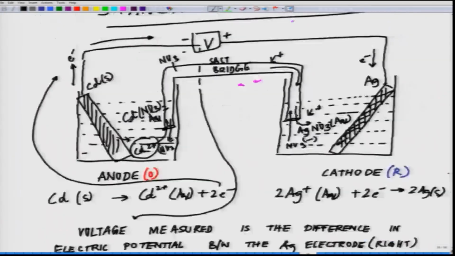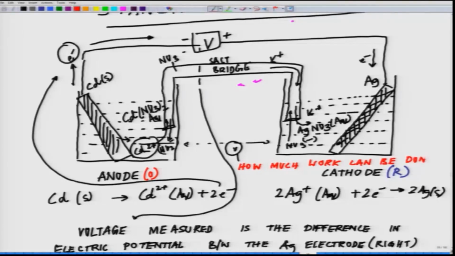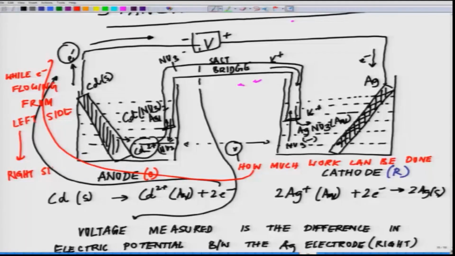Voltage tells us how much work can be done when the electron is flowing from one side to another. This electron flow and the voltage across it tells us how much work can be done, and this will take you to all the basic formulae, while the electron is flowing from one side to the other, which is essentially from the left side to the right side. This is what we talked about.